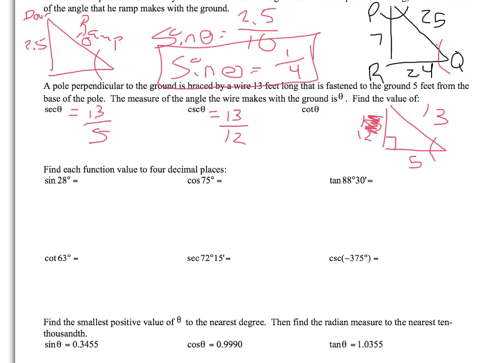Cotangent is opposite over adjacent. I'm sorry, tangent is opposite over adjacent. So cotangent will be adjacent over opposite, which is 5/12.